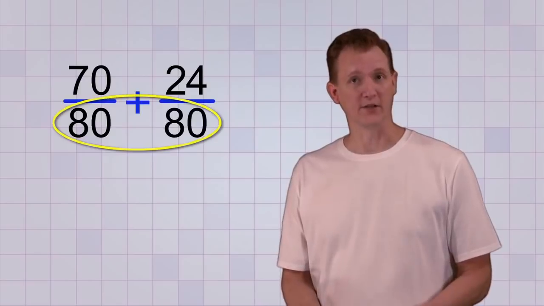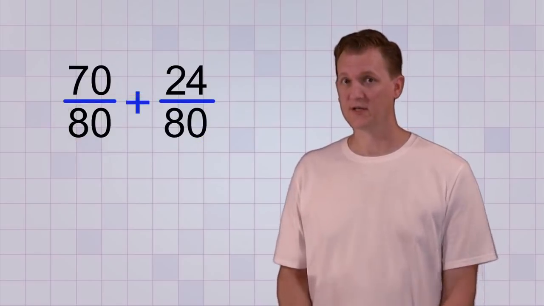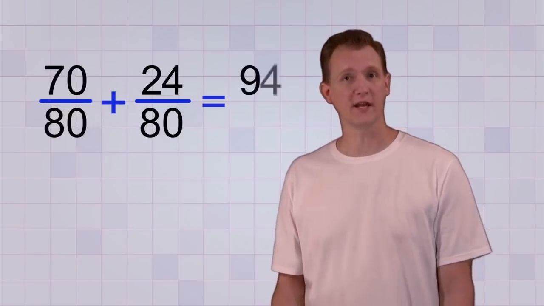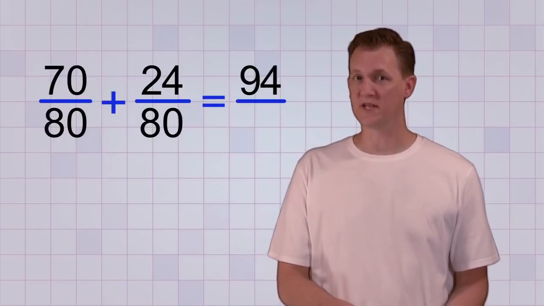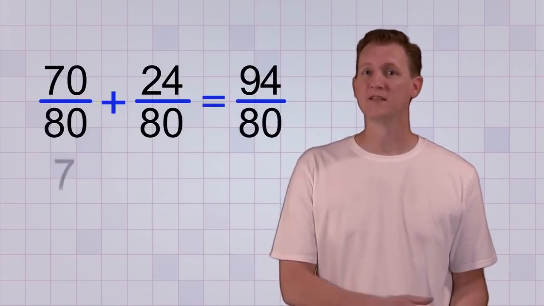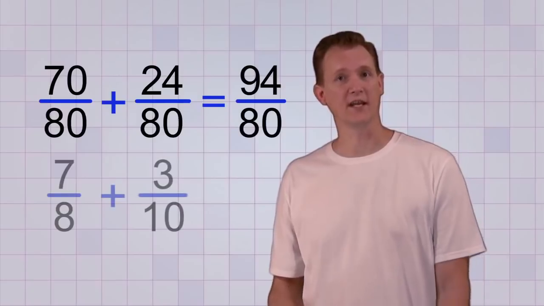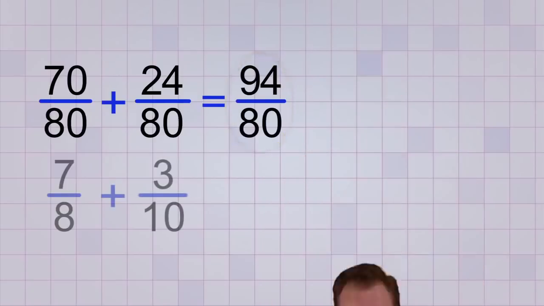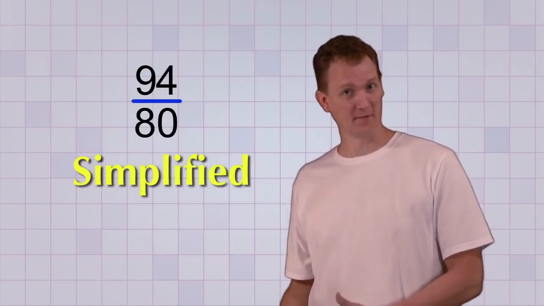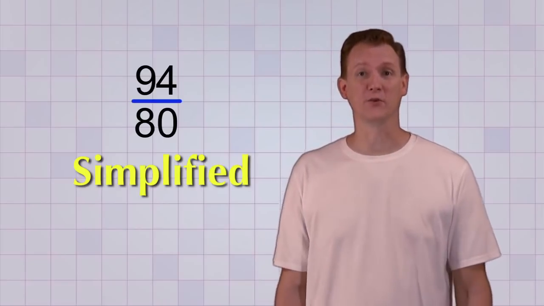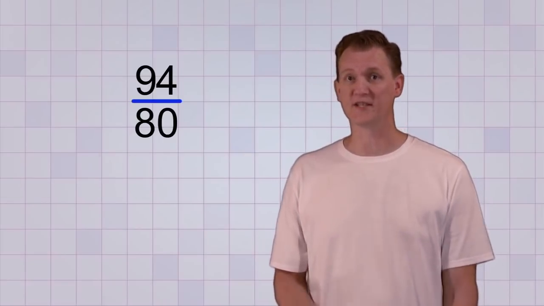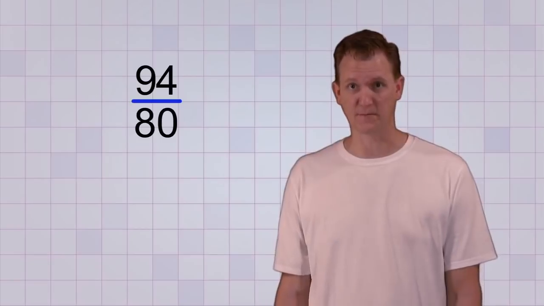Now that we have like fractions, we can just add the top numbers. 70 plus 24 equals 94. And keep the bottom number the same, 80. So 7 over 8 plus 3 over 10 equals 94 over 80. Some of you see that this answer could be simplified. Be sure to check out our videos on mixed numbers and simplifying fractions to see how you could do that for your final answer.